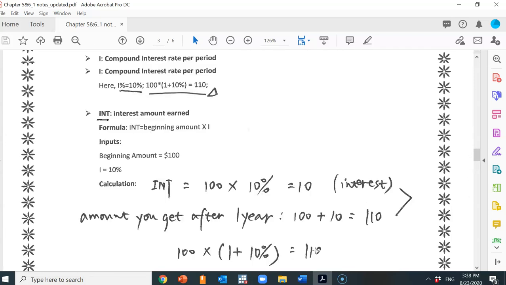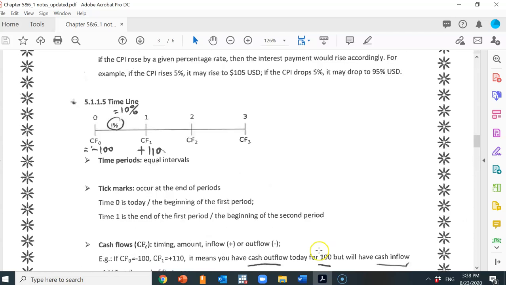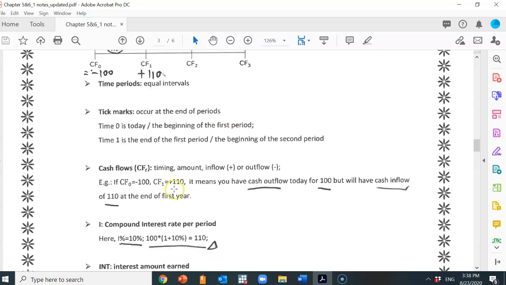Okay, so this is a timeline. On the timeline we can mark the timing 0, 1, 2, 3, cash flow 0, 1, 2, 3, mark the interest rate, and we can graphically see how much we're paying today and how much we're getting after a year.